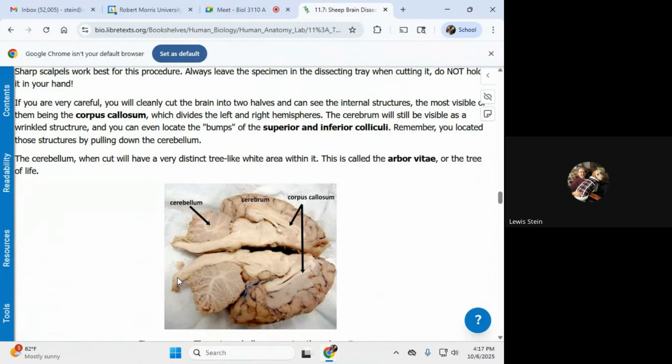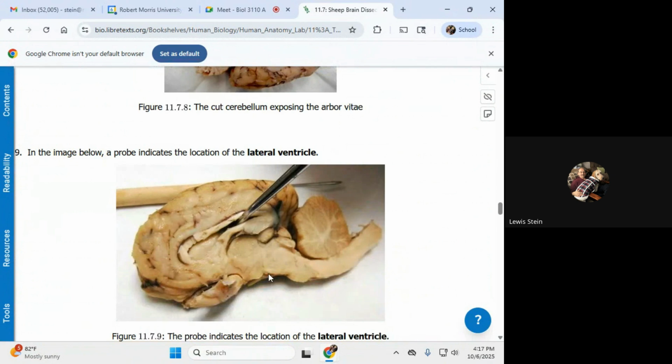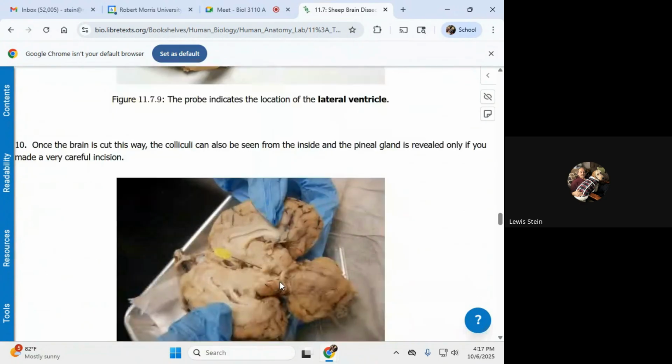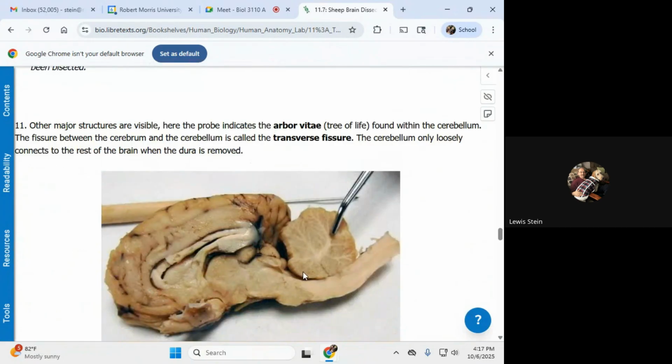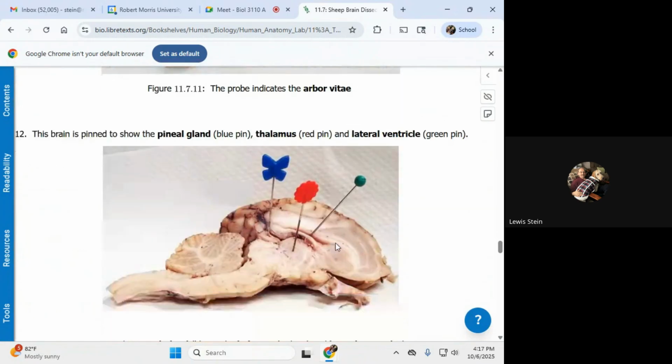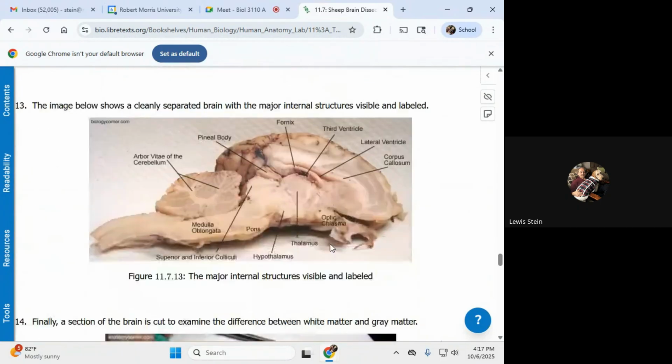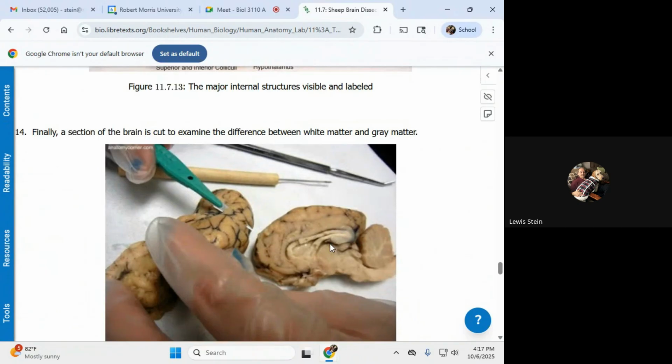So it's got a very distinctive circulatory system. And here they're showing you the ventricles. As I said, lateral, third, fourth down here. You should see all of that stuff. Opening it up, same deal here, arbor vitae. And they put pins, that's fine. So those are all structures you should hopefully be able to identify.